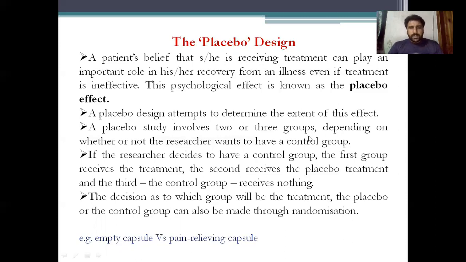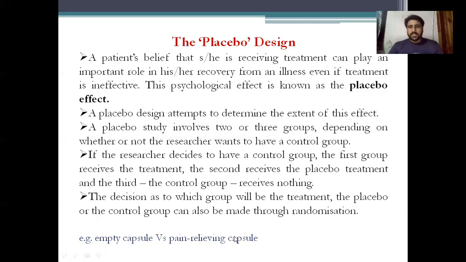It involves 2 or 3 groups depending on whether or not the researcher wants to have a control group. If the researcher decides to have a control group, the first group receives the treatment, the second group receives the placebo treatment, and the third group receives nothing. The decision as to which group will be treatment, placebo or control can be made through randomization. You can randomly select these 3 types of groups.